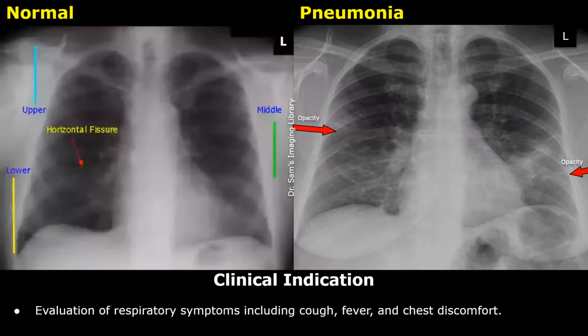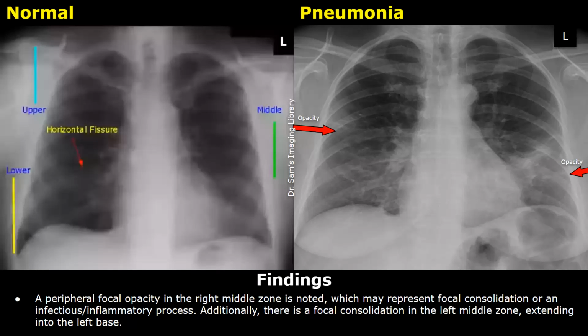Here is another example: clinical indication, evaluation of respiratory symptoms including cough, fever, and chest discomfort. Here are the findings: a peripheral focal opacity in the right middle zone is noted, which may represent focal consolidation or an infectious or inflammatory process. Additionally, there is a focal consolidation in the left middle zone extending into the left base. A linear opacity is noted in the left base.